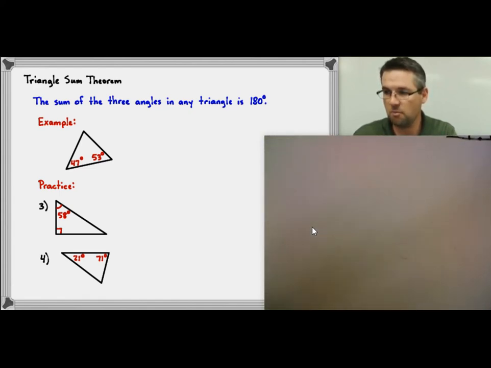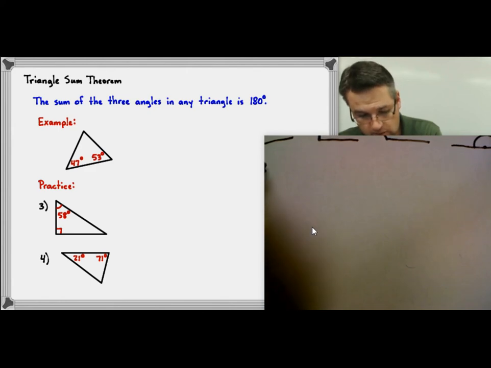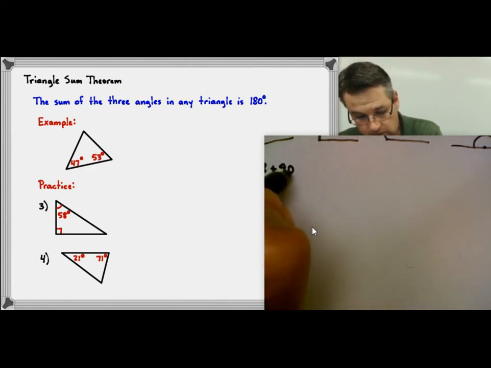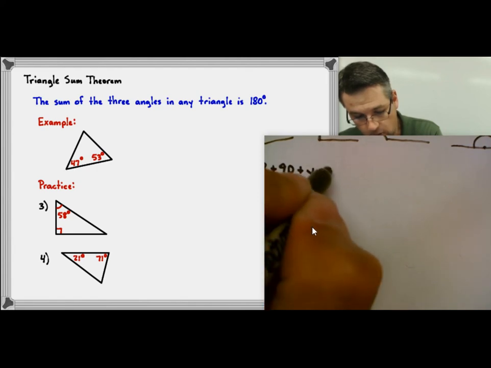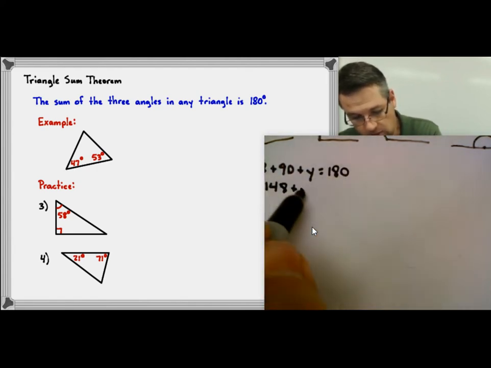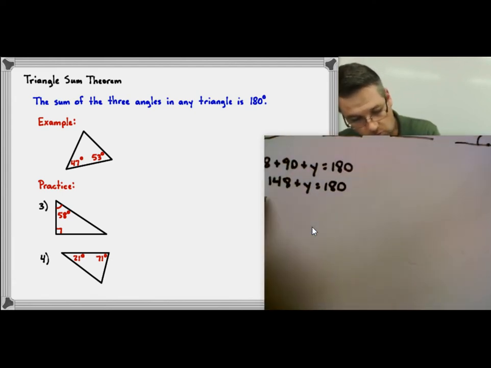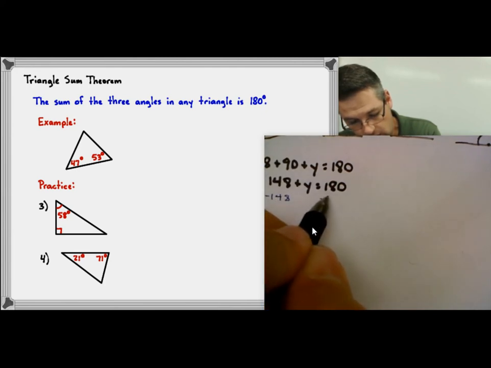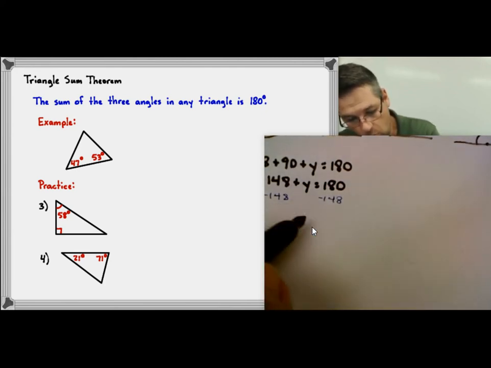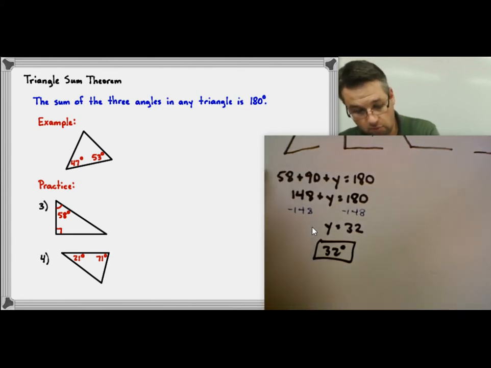All right, for number 3, the three angles are 58 degrees, 90 degrees, and the missing angle. I'll just call it y. Combining like terms, we get 148 plus y, or plus x, whatever you called it, equals 180. We'll subtract the 148 from both sides. And so we end up with y equals 32. So that missing angle is 32 degrees. Okay? And that was for number 3.